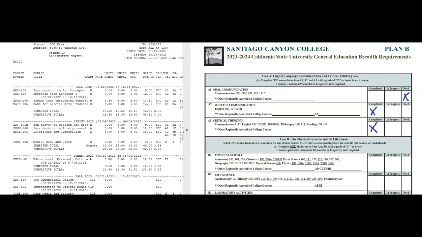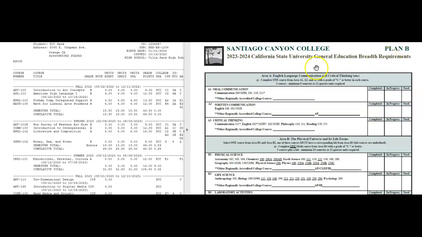All right. Now, everyone's going to have a different ed plan because you are using your own transcript to complete your ed plan. Okay, you're not going to use the one I provided. This is just an example. Okay, the transcript is just an example. You need to use your own transcript.